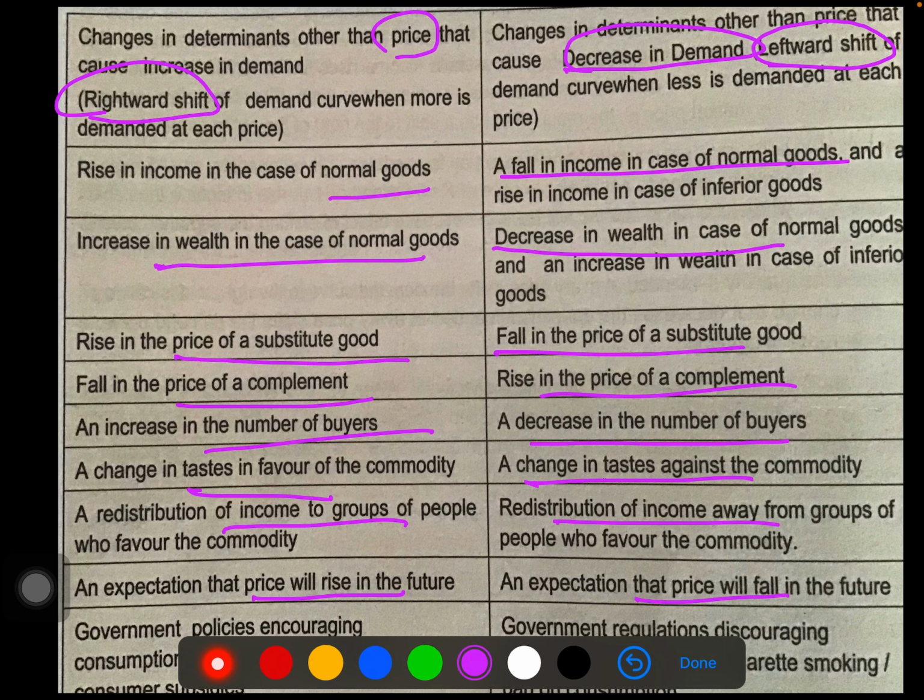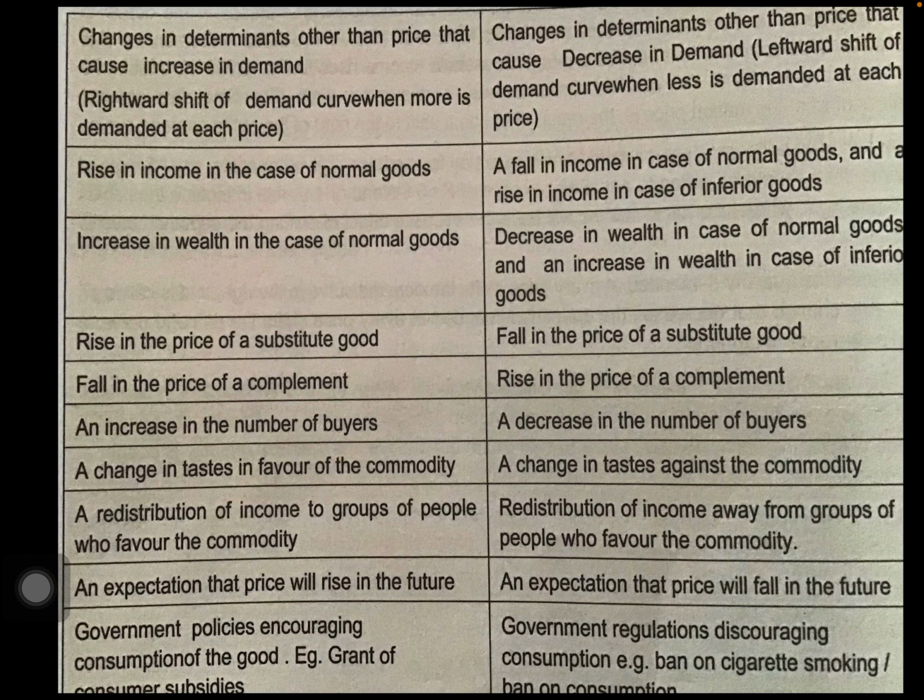An expectation that the price will fall in the future. If the price is going to fall in the future, now you will stop demanding. If you stop demanding, the demand is going to shift towards the left, it is going to decrease. And the last one, any government policies that decrease consumption, like for cigarette smoking, where the government is bringing a lot of rules and regulations to stop the consumption. If they bring any rules and regulations where consumption will be reduced, demand is going to reduce. If demand is decreasing, again the demand curve shifts towards the left side.